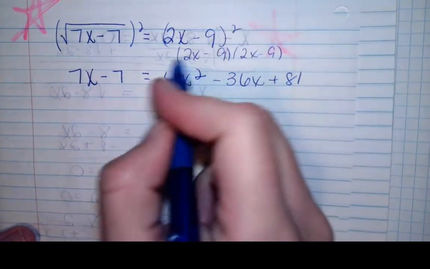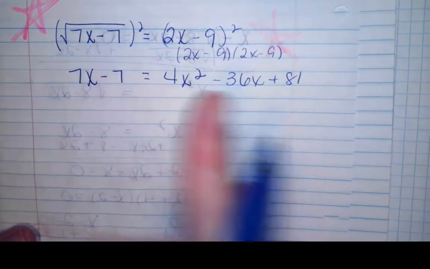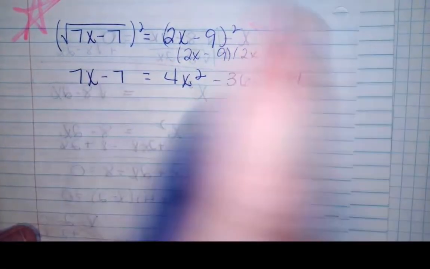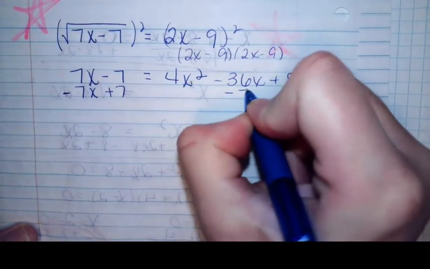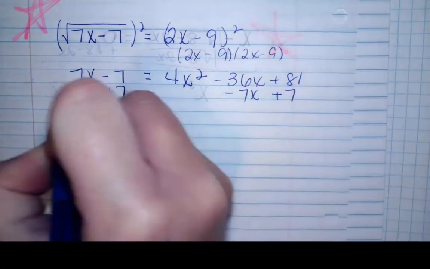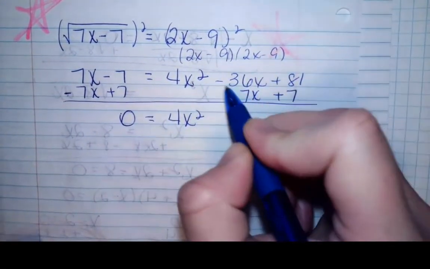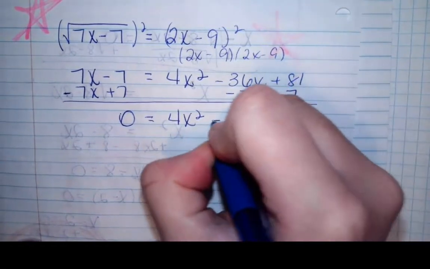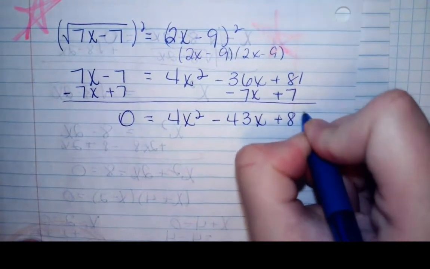So I see a positive x squared term, so I'm headed down the road of factoring, quadratic formula, whatever. So I'm going to bring both of the terms on the left over to the right. So that's going to give me 0 equals 4x squared, negative 36 minus 7 is going to be a negative 43, and then 81 and 7 is 88.